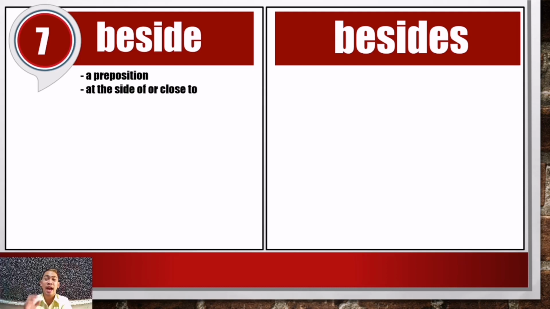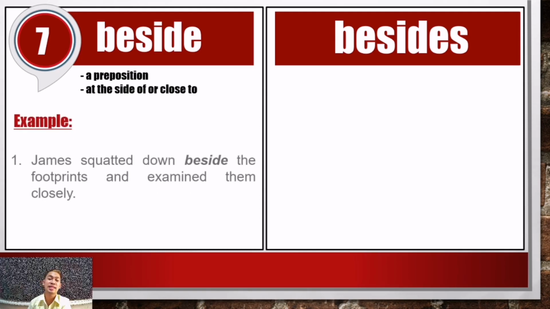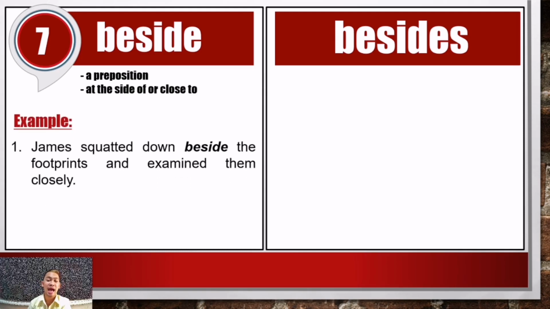For example, I am sitting beside another chair. So that would only mean that I am close to or beside another chair. So for example, James squatted down beside the footprints and examined them closely. So that would only mean there in the sentence that James did the action of squatting down close to or near to the footprints.